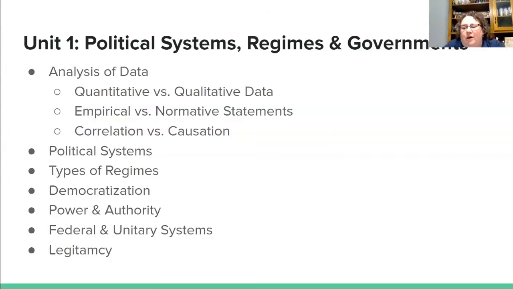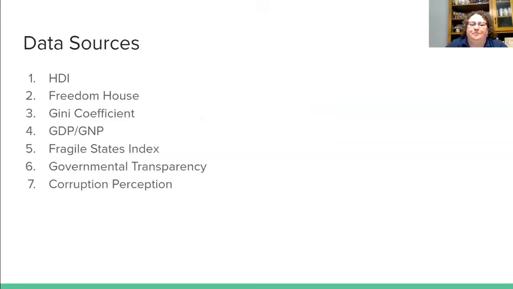So the first part we'll talk about is kind of thinking like a political scientist: quantitative versus qualitative data, empirical versus normative statements, and then correlation versus causation. Then we've got political systems, types of regimes, democratization, and then we will not get through all of this today. Remember, we have plans to talk tomorrow too, and we'll talk more about what democratization looks like, power and authority, how that is divided in a country, federal and unitary systems, why a country chooses one over the other, and then legitimacy, which I realize I spelled wrong.